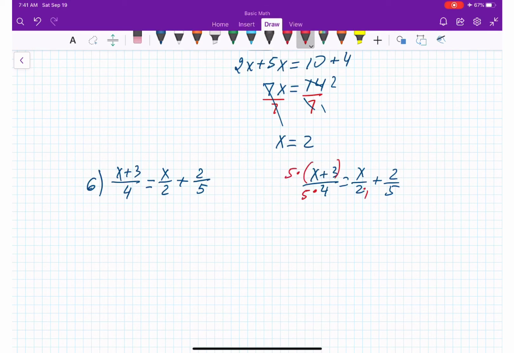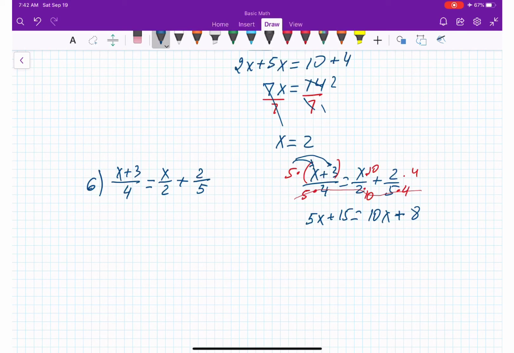2 multiplying by 10, right, to get 20. 5 multiplying by 4. Okay, we are getting 20, 20, 20, 20, 20, 20, dropping. So 5 times x is going to be 5x. 5 times 3, it's going to be 15, equal x times 10, 10x. 2 times 4 is 8.